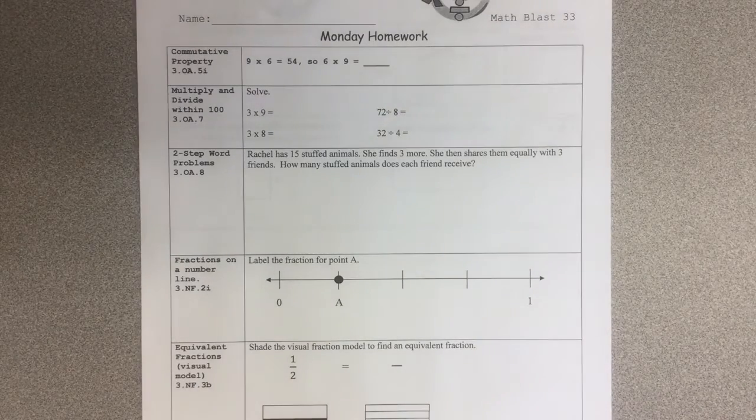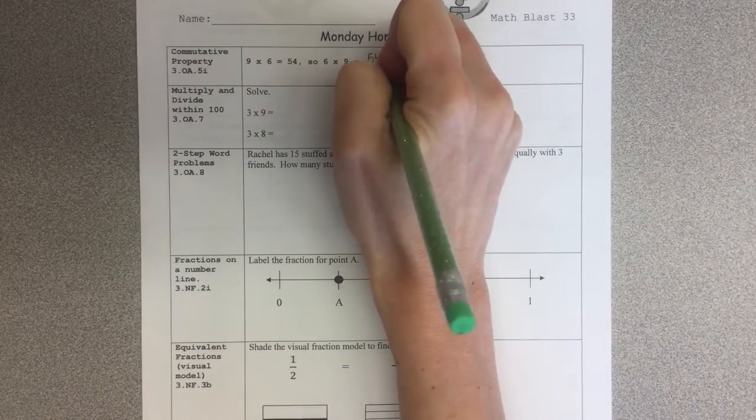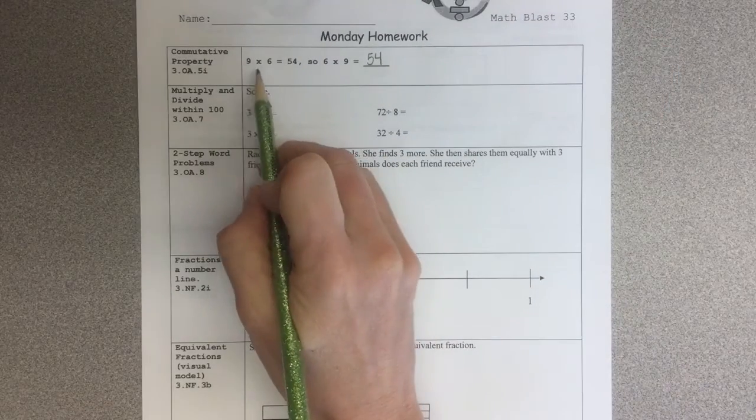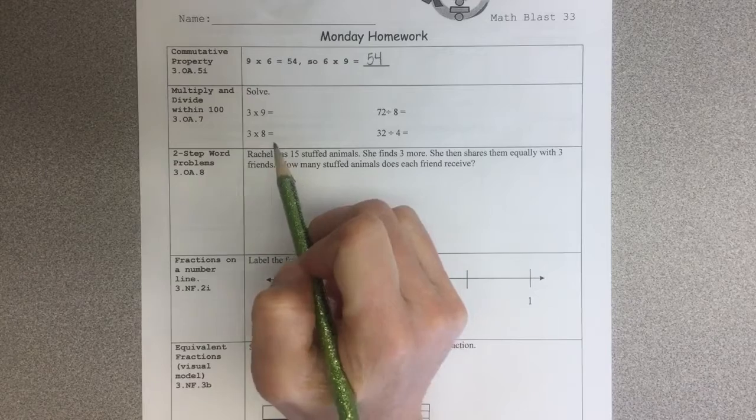Math Blast 33, commutative property. 9 times 6 equals 54, so 6 times 9 equals 54. The commutative property tells me that I can flip my factors around and still get the same product.